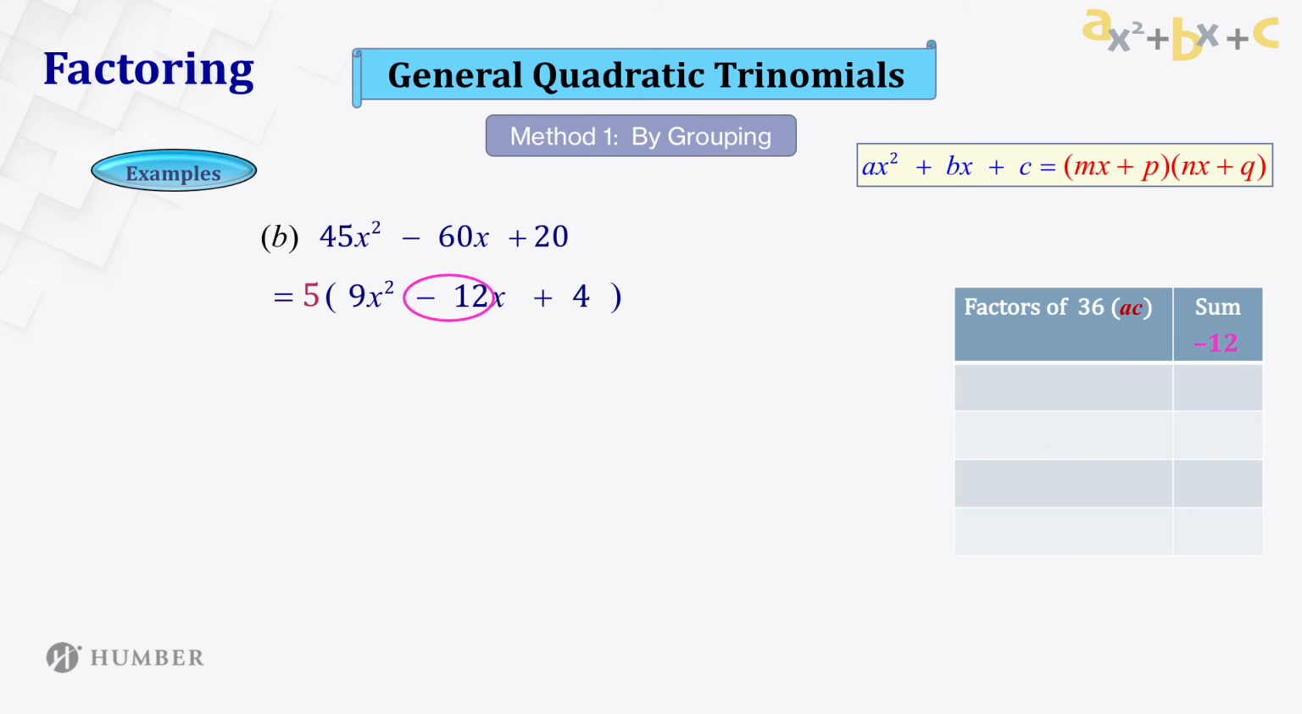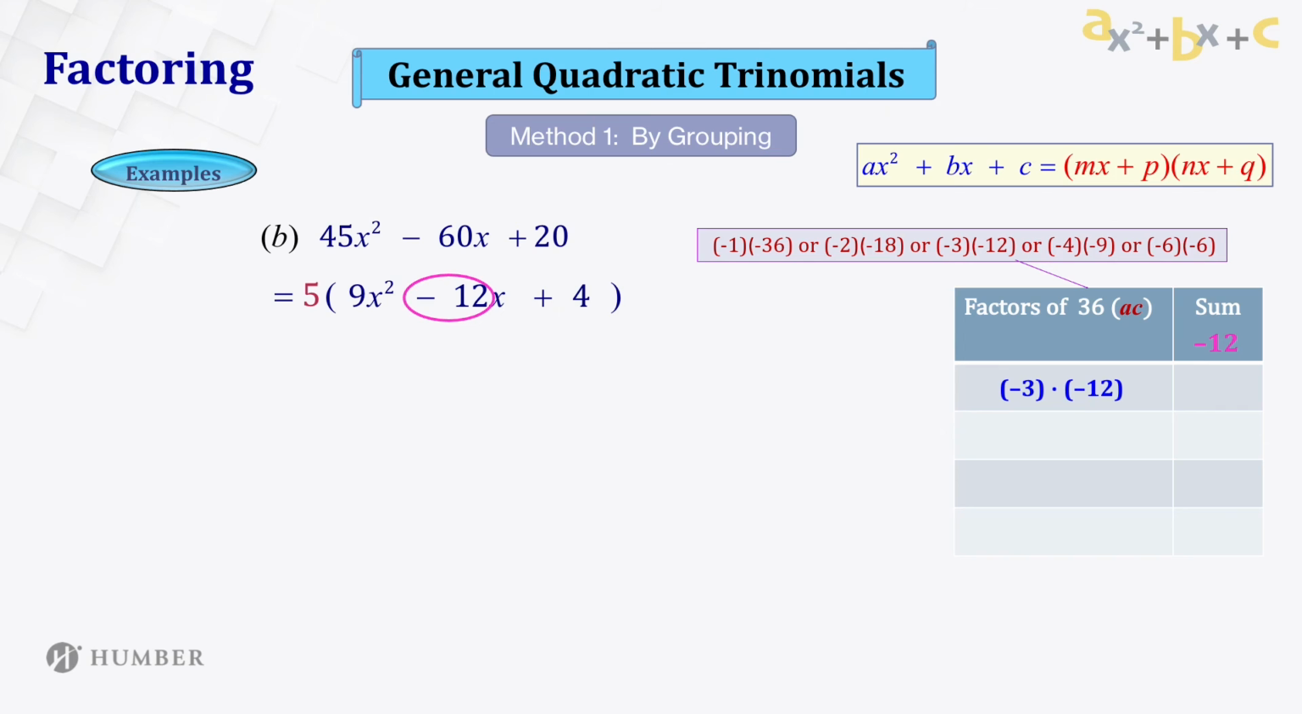Here is a combination list for the factors of 36 with both negative values. A combination like negative 1 and negative 36 gives us a large negative sum, so we can skip such combinations. Let's try negative 3 times negative 12. Their sum is negative 15 and not negative 12, so we cannot use them. Then try negative 4 times negative 9. The sum is negative 13. It won't work either.